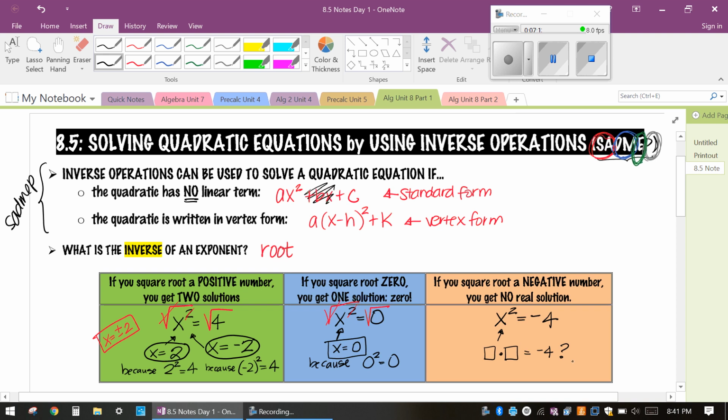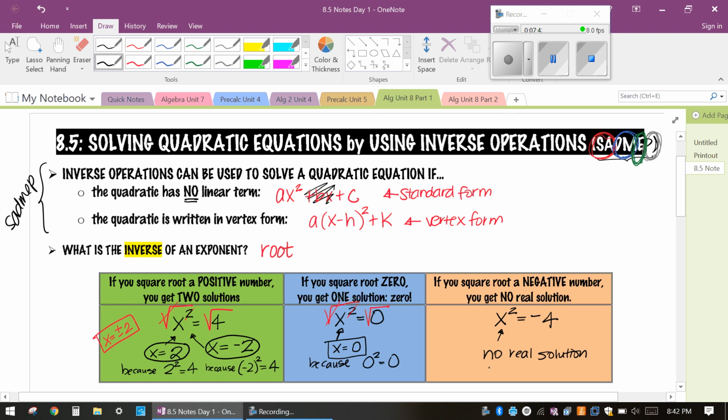Let's try 2. Does 2 times 2 equal negative 4? Nope. What about negative 2 times negative 2? Does that equal negative 4? Nope. So this one has no solution. There is no number that you could ever multiply with itself to give you negative 4, because when you multiply two numbers together, even if they're negative, they'll never come out negative. So this is no real solution.